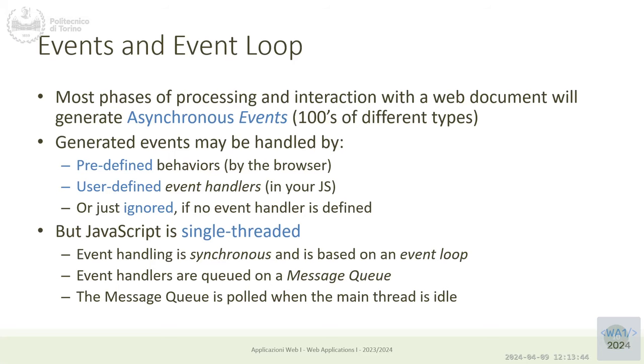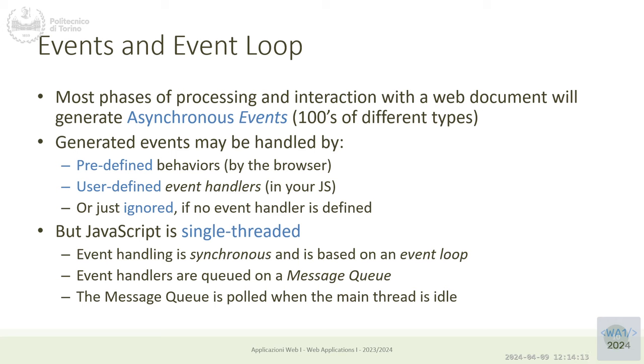If an event is not handled by the browser or by the user, it's thrown away. It's just ignored. So we have thousands of events per second. Most of them will be just thrown away, ignored. Some of them will be handled by the browser. Others will be handled by the user.